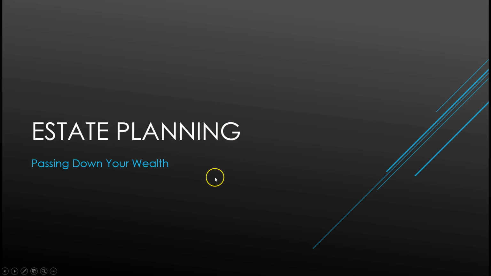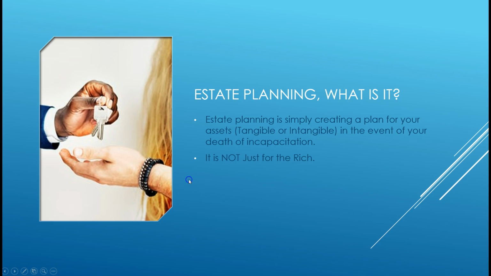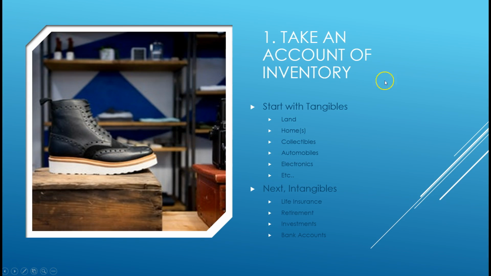All right, we're going to go over estate planning, which is basically passing down your wealth in the event of your death or incapacitation. It's not just for rich people, just so you know. Estate planning is simply creating a plan for your assets, tangible or intangible, so we'll talk a little bit about what that means. In the event of your death or incapacitation, if something happens to your mental health or you're super sick or whatever it is, you're going to need someone to control that when you pass.